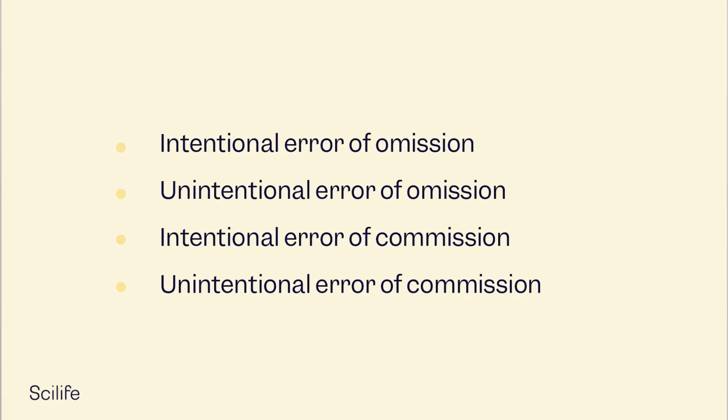Sabotage and violation happen when someone intentionally does harm. The deviation is deliberate in these cases, with the intention to fail on purpose. In terms of errors, there are 4 possibilities: intentional error of omission, unintentional error of omission, intentional error of commission, unintentional error of commission. Some quality systems do not allow human error as a root cause.